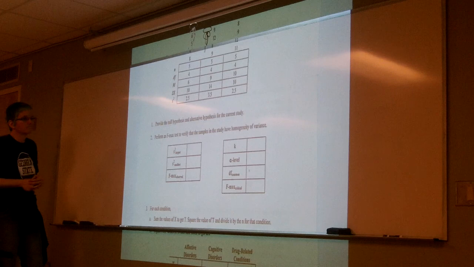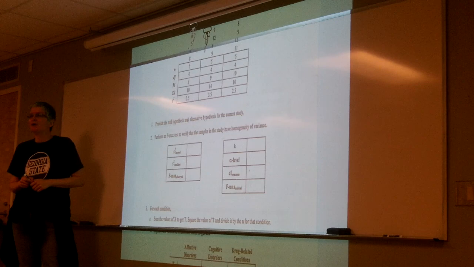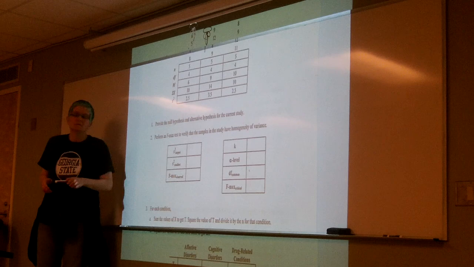In this box right here for S-squared largest, or say the largest sample variance, 3.5, right? How do you know that? Because you just look up here for the different sample variances and you see whichever one is the biggest and you put that one in the box. What goes down here in smallest sample variance? 2.5, because that's the smallest one up there, so put that one in the box.